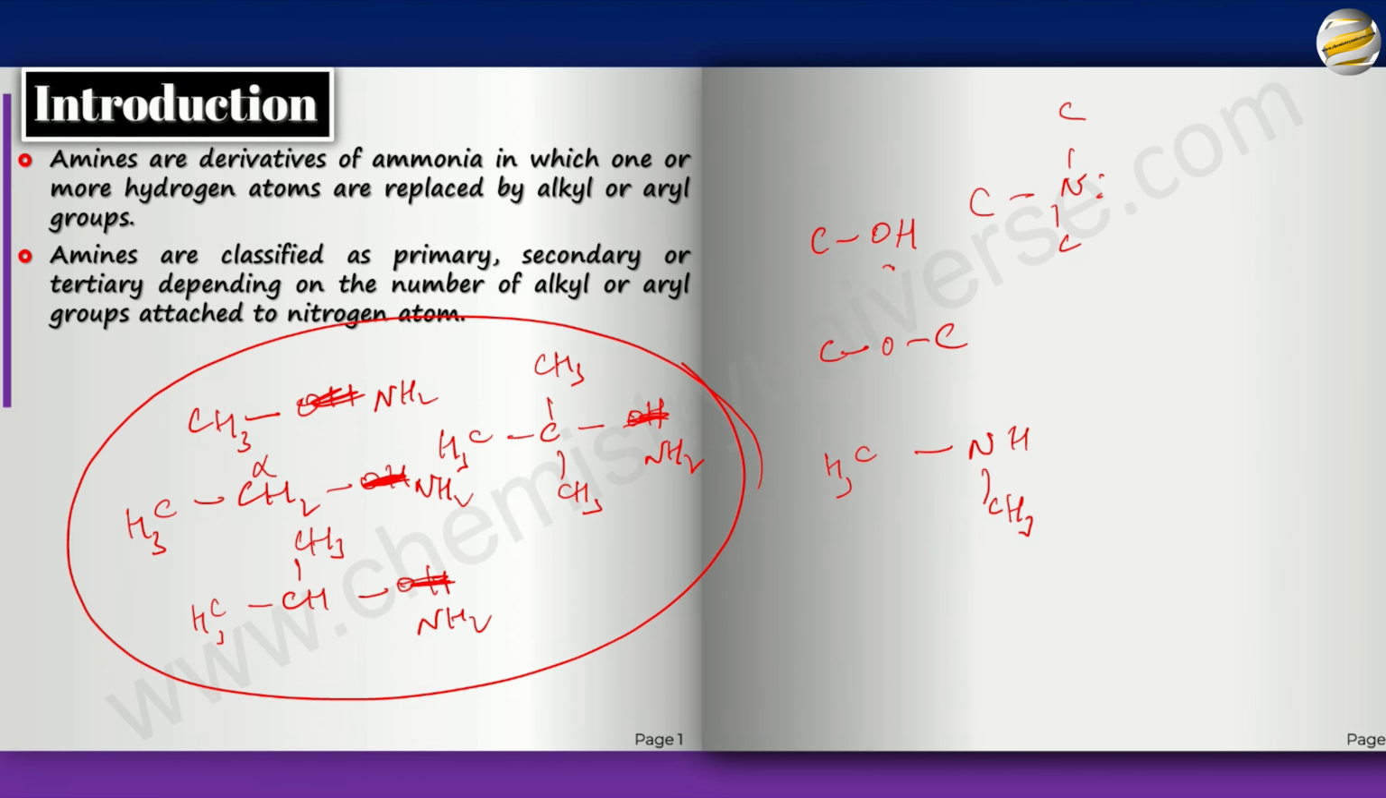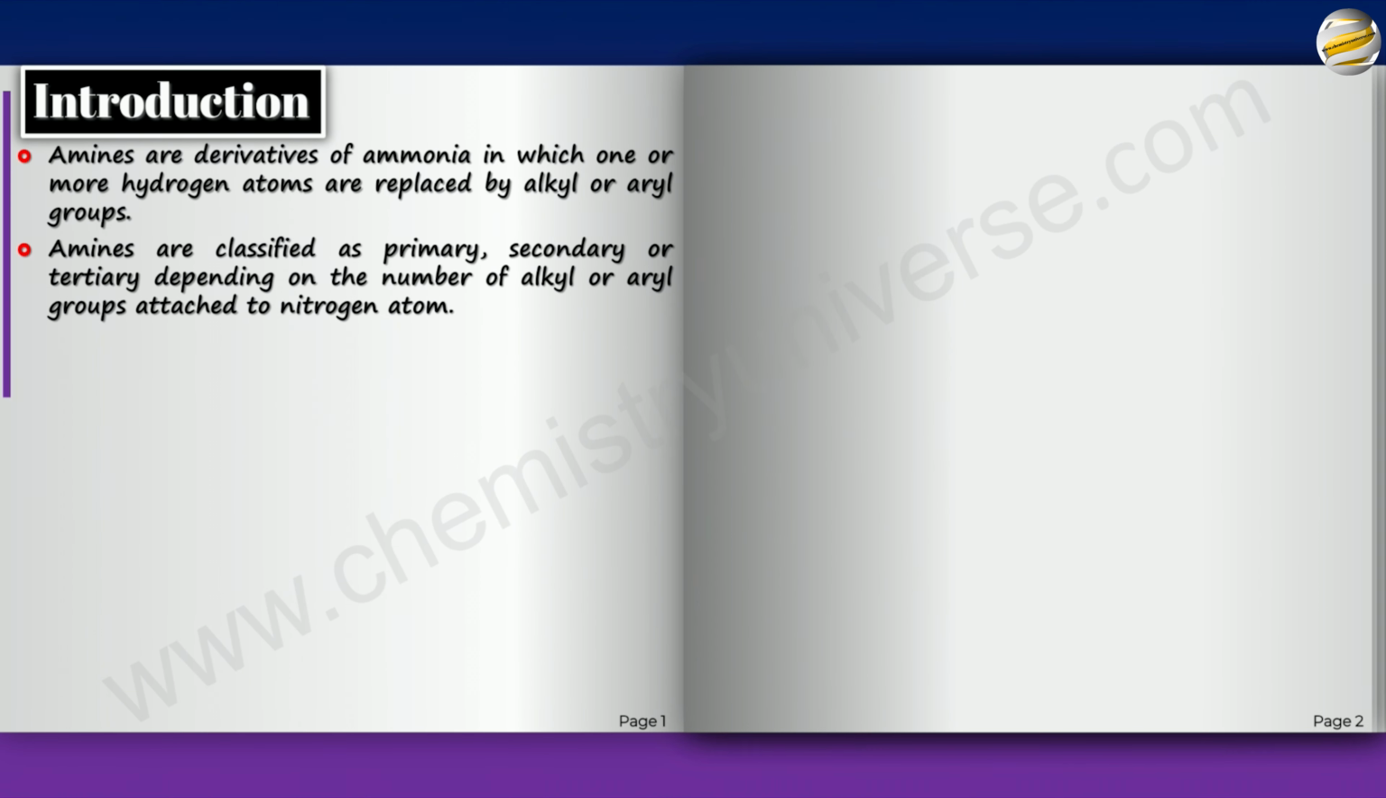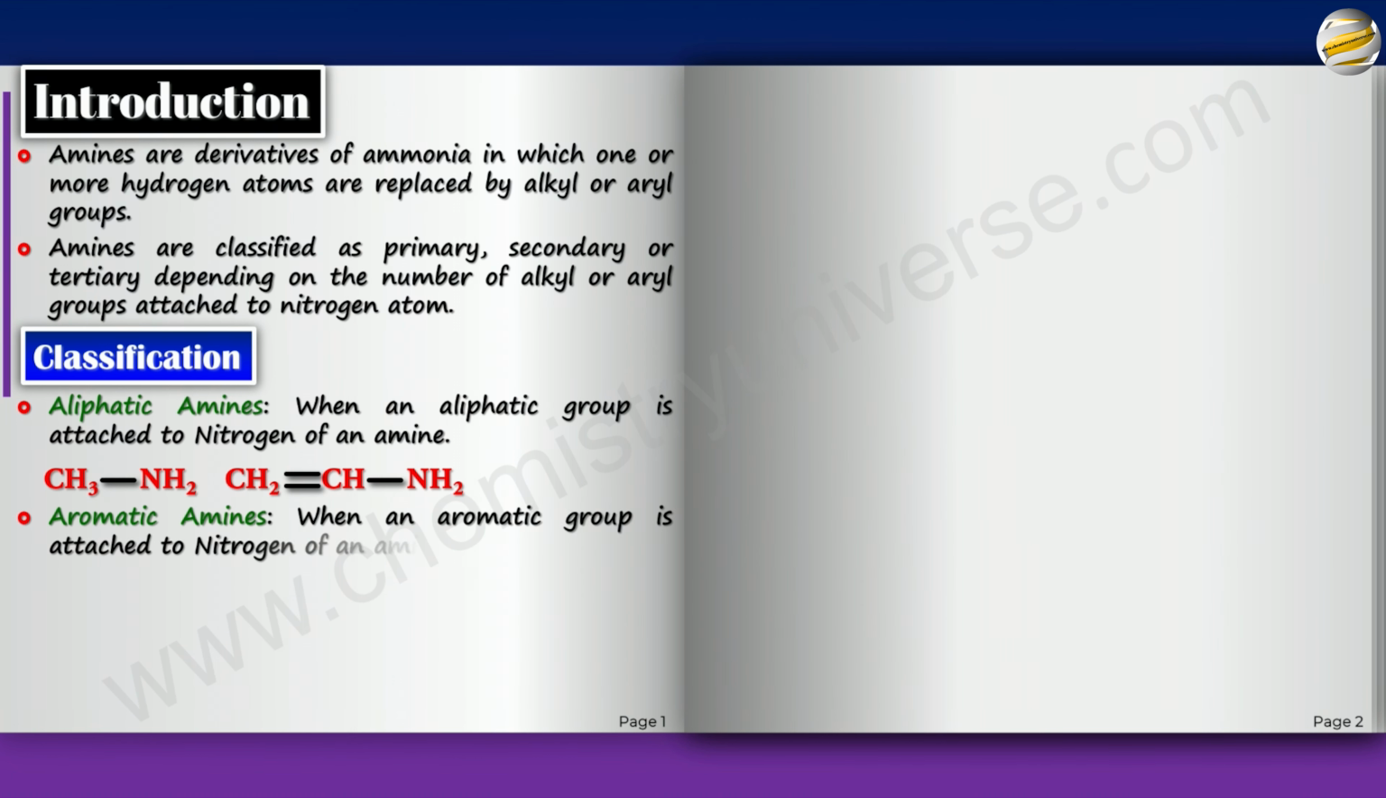Okay, so let's get on with it. Next is the classification. We can classify them into aliphatic and aromatic. Aliphatic amines are those in which there is an aliphatic group attached to nitrogen, like for example CH3 or maybe even an alkene group. They're all aliphatic. Aromatic are the ones obviously where an aromatic ring is directly attached to the nitrogen of the amine, like for example aniline.